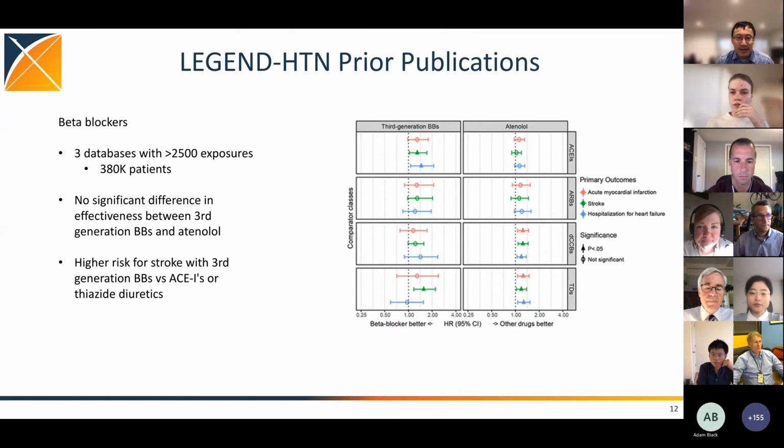This was again on 3 databases that had greater than 2,500 exposures, capturing almost 400,000 patients. And there was no significant difference between these 3rd generation beta blockers and atenolol. However, there was a higher risk for stroke when we looked at these 3rd generation beta blockers against ACEs or thiazides, suggesting that once again perhaps beta blockers should not be as first line as some of these other ones.